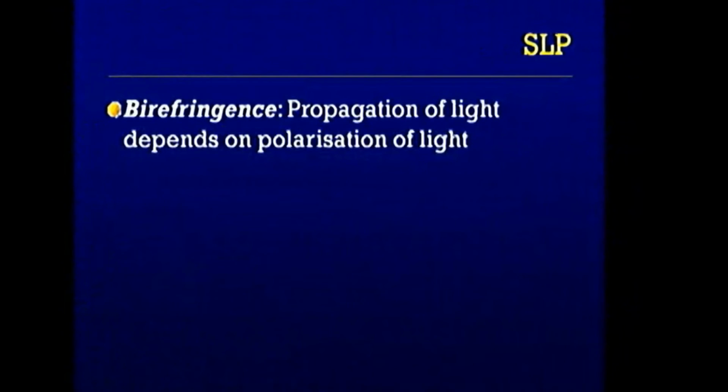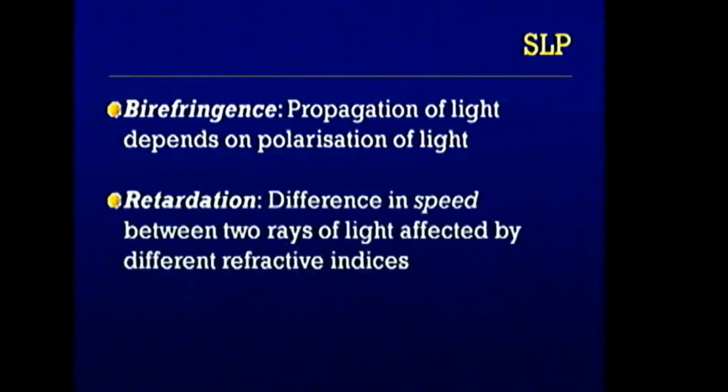Just to remind you, birefringence is propagation of light which depends on polarization of light. And when light passes through a birefringent medium, it changes speed. And that change of speed is called retardation. In the eye, the retinal nerve fiber layer is a birefringent structure. When you shine polarized light through it, it undergoes retardation, and that retardation is proportional to the thickness of the nerve fiber layer. So by measuring retardation, the machine gives an estimate of the thickness of the nerve fiber layer.